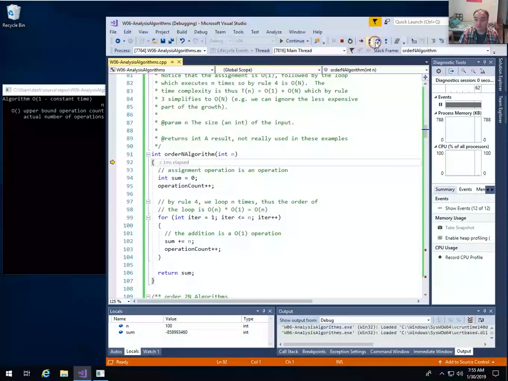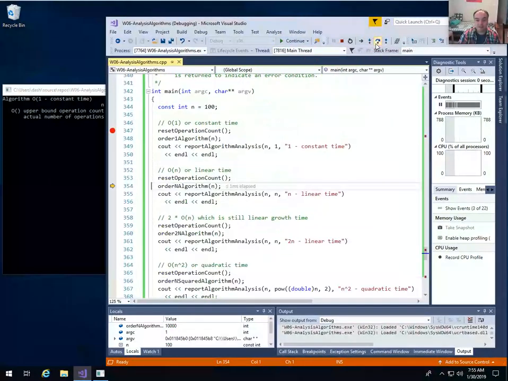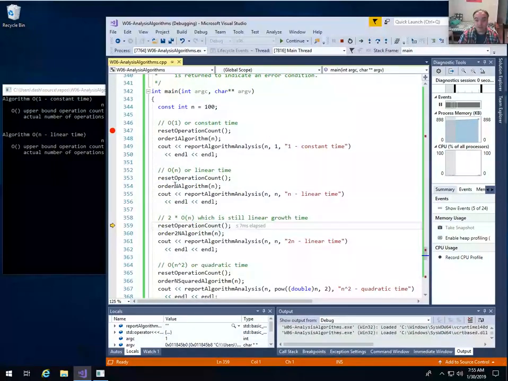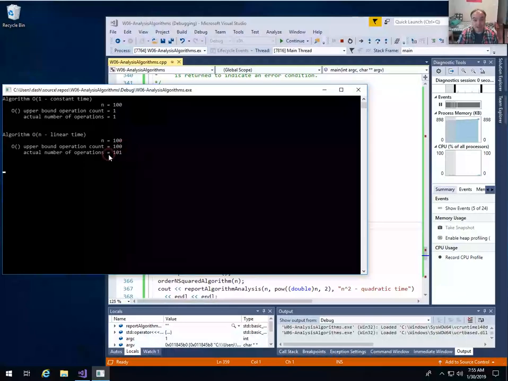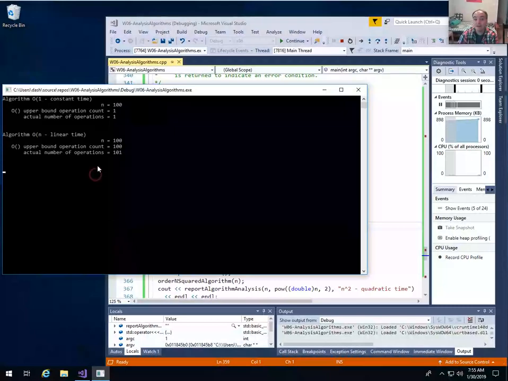So let's go ahead and step out of that. I'm going to have to continue on until there, and then we can step out so we don't go over that loop 100 times. So there. After calling the order n algorithm, our linear time algorithm, theoretically the upper bound on the calculation, since it's O(n) and n is 100, is 100. We actually did 101 operations because it was n plus 1, O(n) plus 1, right?